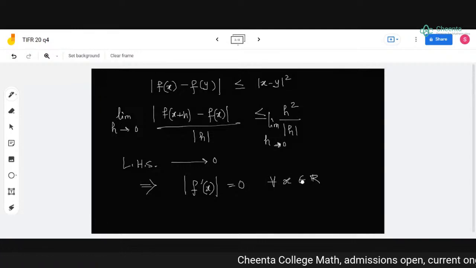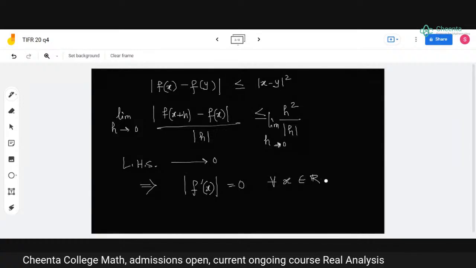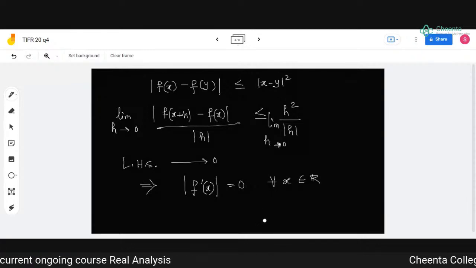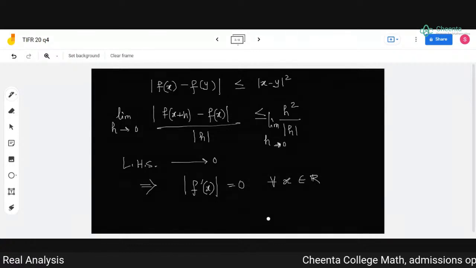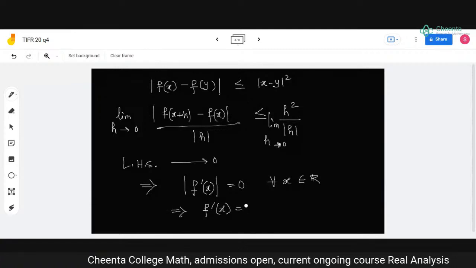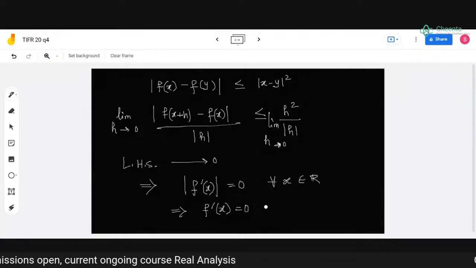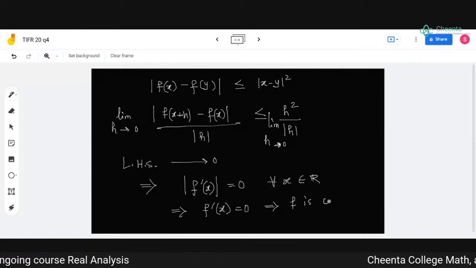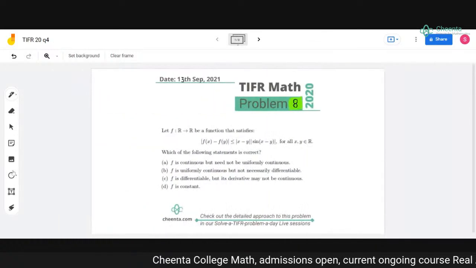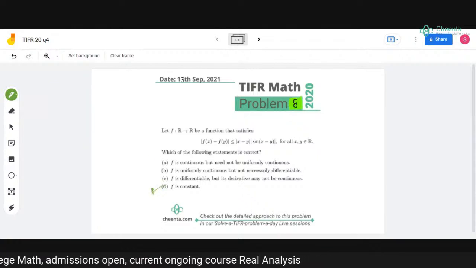So this practically implies two things: that the function f is differentiable and f prime of x is always 0. Because since modulus of f prime of x is 0, you can say that f prime of x is 0 safely. All right. So from here, you can say that f prime of x is always equal to 0. So now the moment you have f prime of x equal to 0, this practically implies f is constant. So thus we get to our solution to this question of the TIFR, that f is constant.